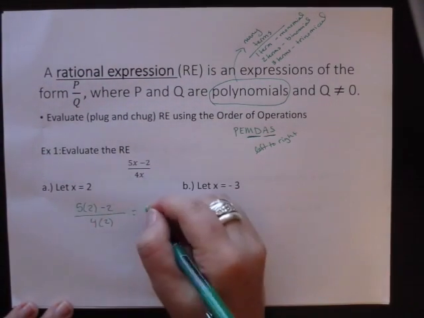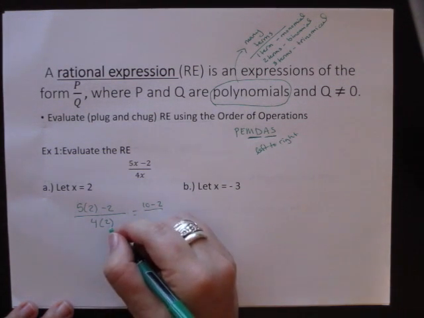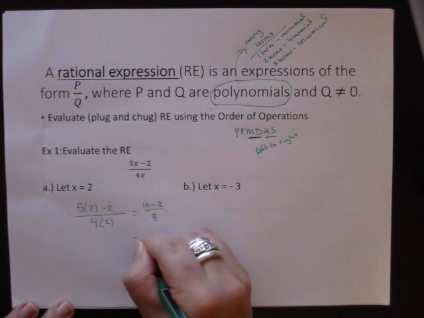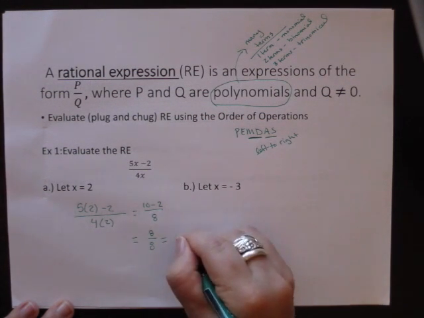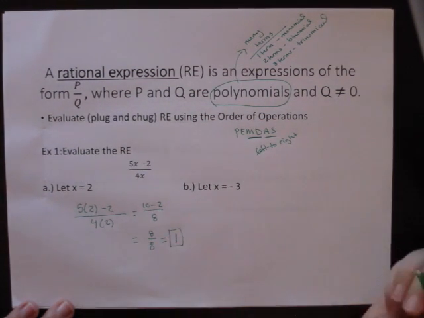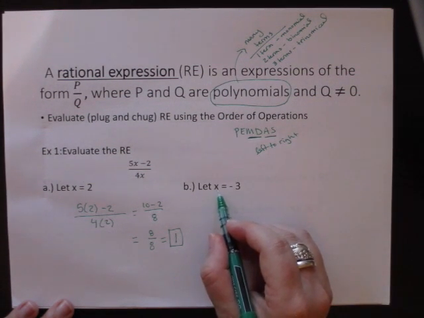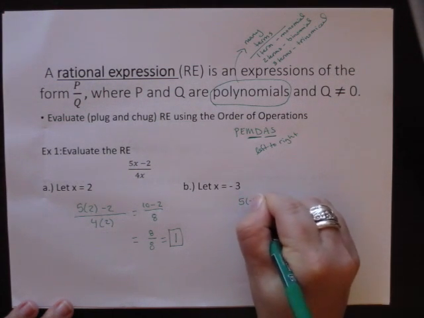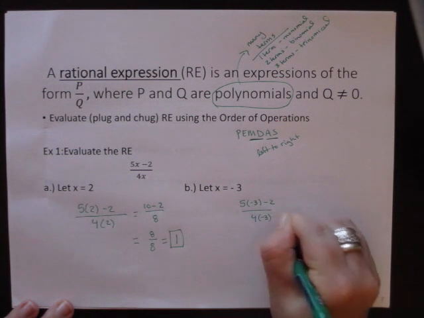Alright, so 2 times 5 is 10, so 10 minus 2 over 4 times 2, which will leave me with 8. Alright, and 10 minus 2 would be 8 over 8, which would simplify to be 1, because anything over itself is 1. Alright, so now let's do b. We're going to let x equal negative 3. So I've got 5 times negative 3 minus 2 over 4 times negative 3.